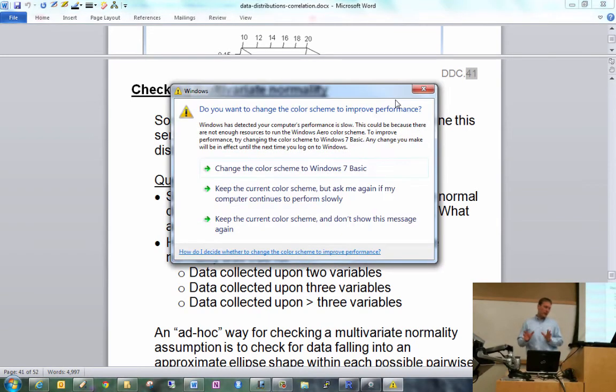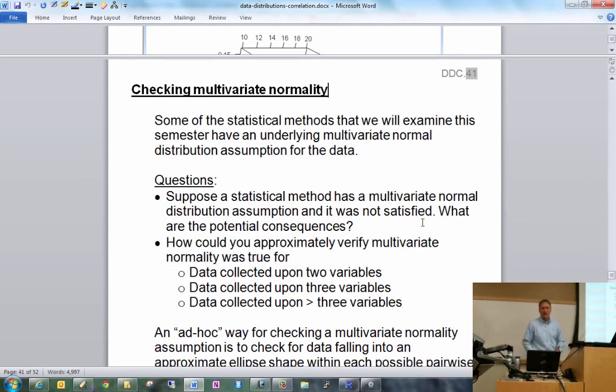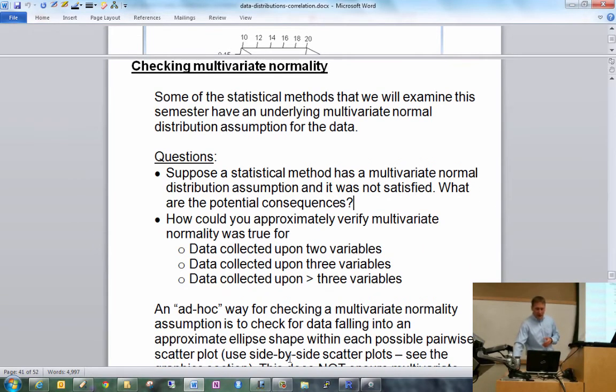So that's why it's important to think about, well, how could you determine if a sample actually comes from a population characterized by a multivariate normal? Unfortunately, though, it's not an easy thing to do.